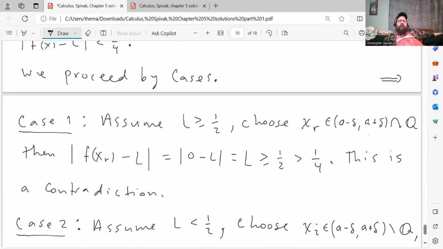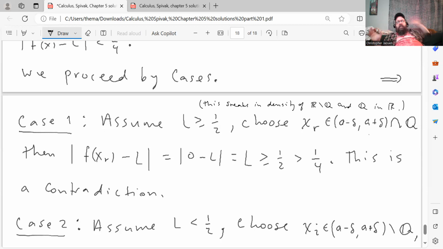I should say here, this sneaks in density of R minus Q and Q in R. We haven't, or he hasn't, talked about the density of the rationals in the reals or the irrationals in the reals. I believe he does that later on in the book, or at least hopefully he does. But this proof does sneak that concept in here.